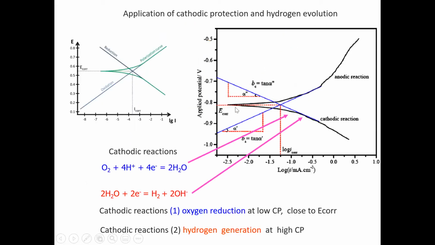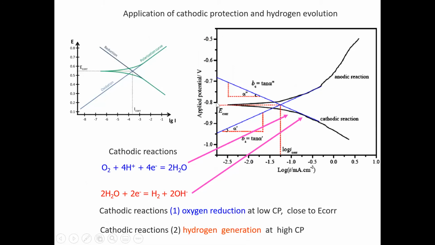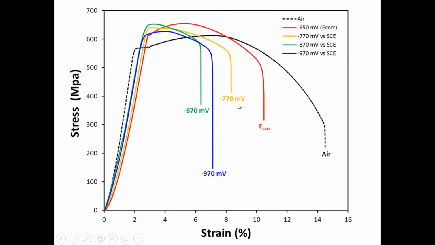Now, let's move down the IV curve and go to this point here, minus 0.77 millivolts. It doesn't correspond exactly to this one, but I'll carry on talking. Let's say we're at minus 0.77 millivolts. Then it follows the yellow curve. And it breaks at this point here at about 8%.